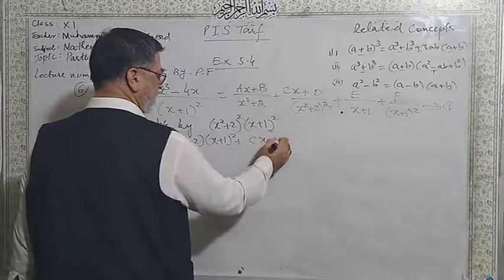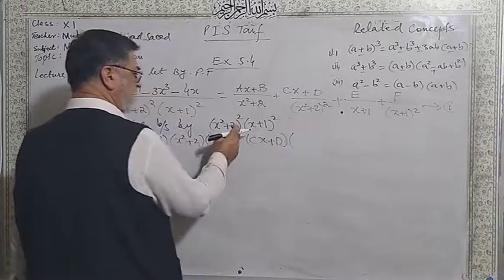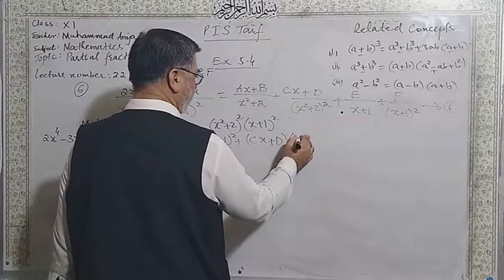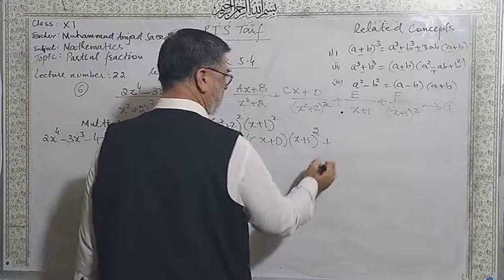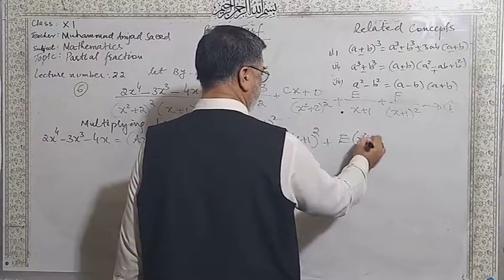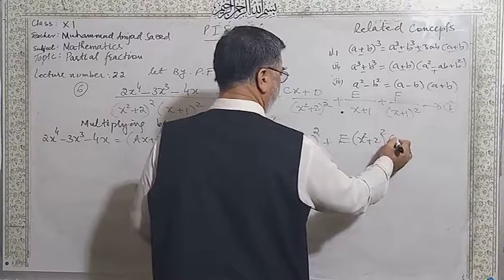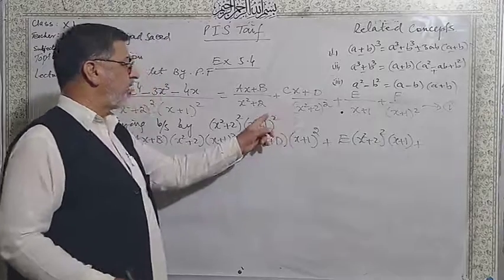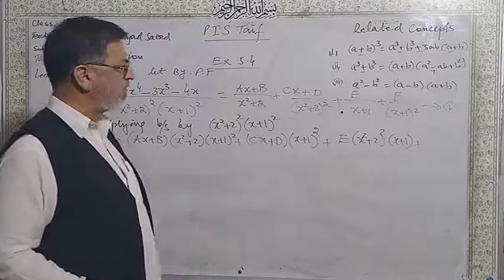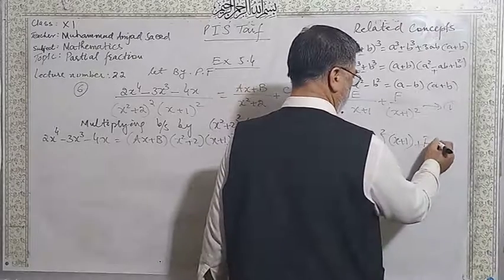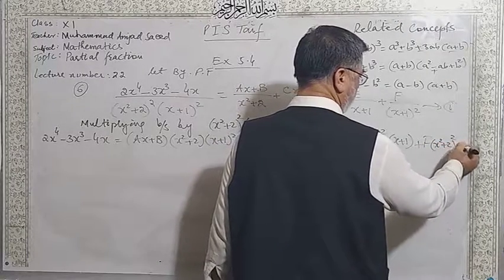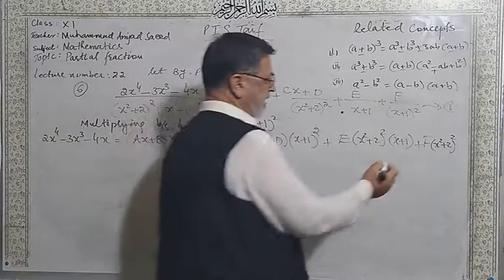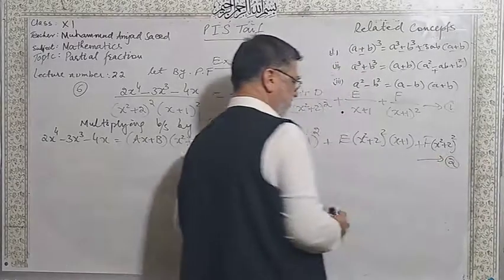Then (cx + d) into, the second power also cancelled out, (x^2 + 2) whole square. They are cancelled out and we are left with (x + 1)^2, plus e into (x^2 + 2)^2 into (x + 1). One single power of x + 1 cancelled out, and x + 1 is left. So here is f into (x^2 + 2)^2, and the second power is cancelled out from here. This is your equation number 2.